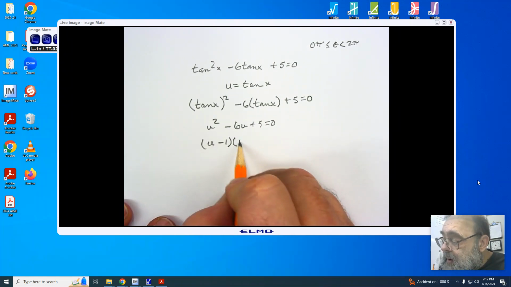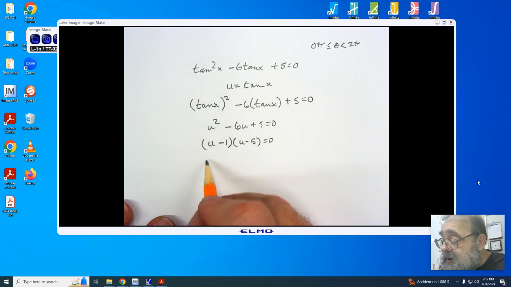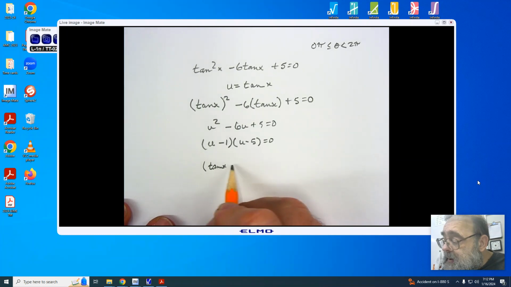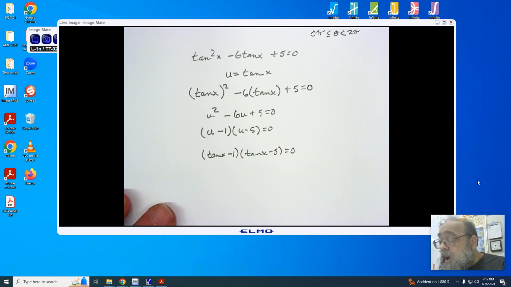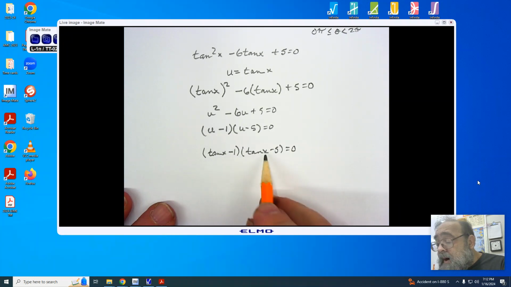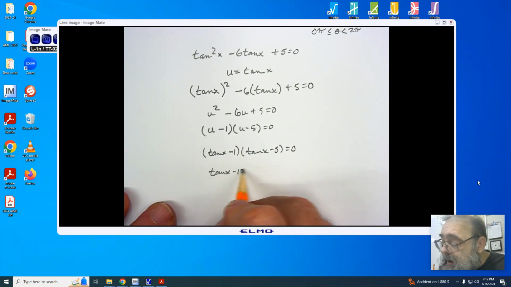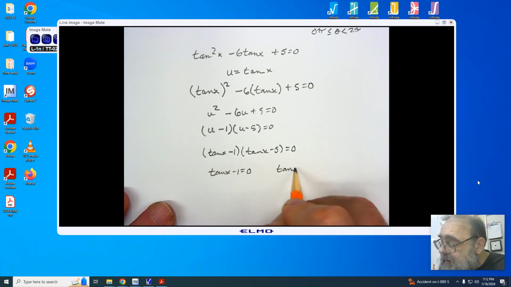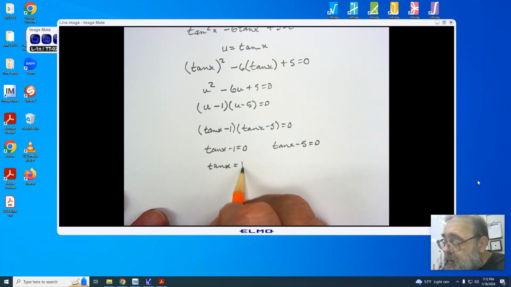u minus 1 times u minus 5. That means that I can now back substitute, and I'm now looking at the two binomials, tangent of x minus 1 and tangent of x minus 5 equals 0. If I want it to equal 0, either one of these factors can be 0. So I have the tangent of x minus 1 equaling 0, and the tangent of x minus 5 equaling 0. Tangent of x is now equal to 1.